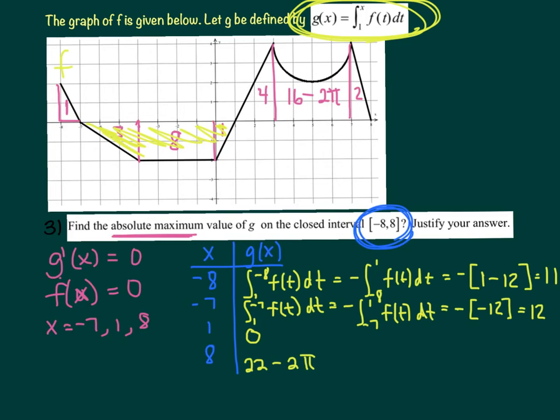So clearly it's between 12 and 22 minus 2 pi. 2 pi is like 2 times 3, so it's about 6. 22 minus 6 is certainly larger than 12. So I would go ahead and say that the absolute maximum is in fact this value.